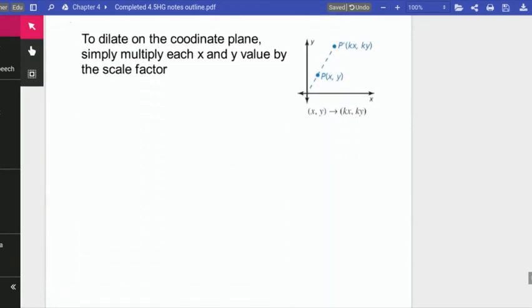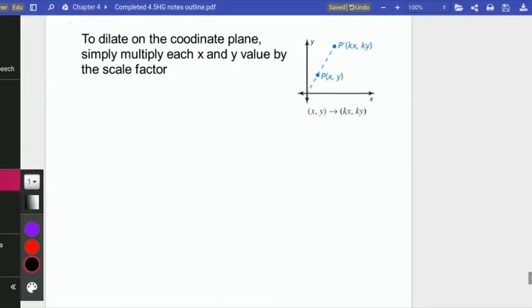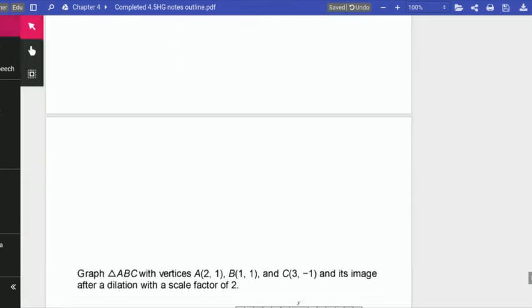Now, what do dilations look like on the coordinate plane? How do you find them? So the shortcut, or kind of the way that we do dilations, is that (x, y) goes to (kx, ky). K stands for your scale factor. And all you're really doing is multiplying your x and y values by that scale factor. So if your scale factor is 2, you multiply the x and y values of everything by 2. If your scale factor is 1/3, you multiply everything by 1/3. And that ends up dilating or reducing your original pre-image to be your image.